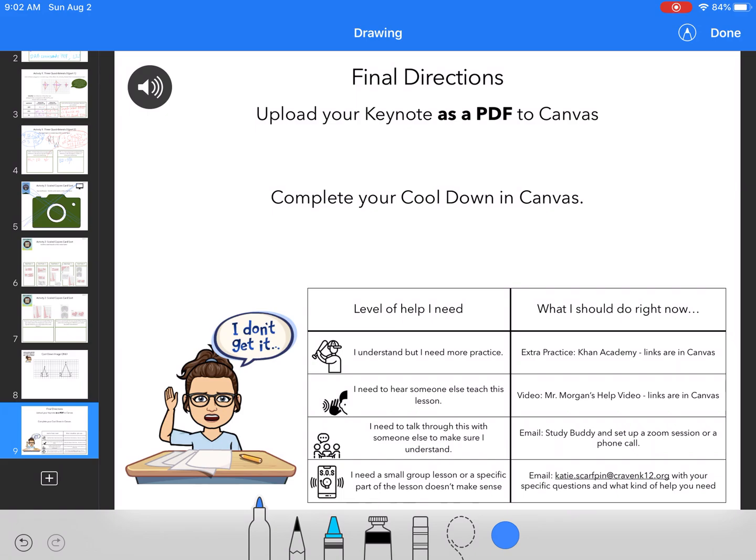So I didn't understand the card sort from Unit 1, Lesson 4 today. Can I schedule a time with you to do a small group lesson? Or can I schedule a time to do the Desmos activity again? So whatever it is you think you need.